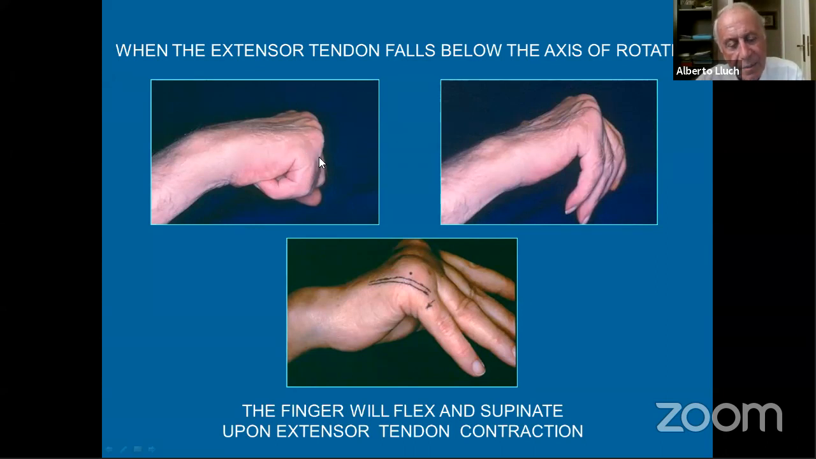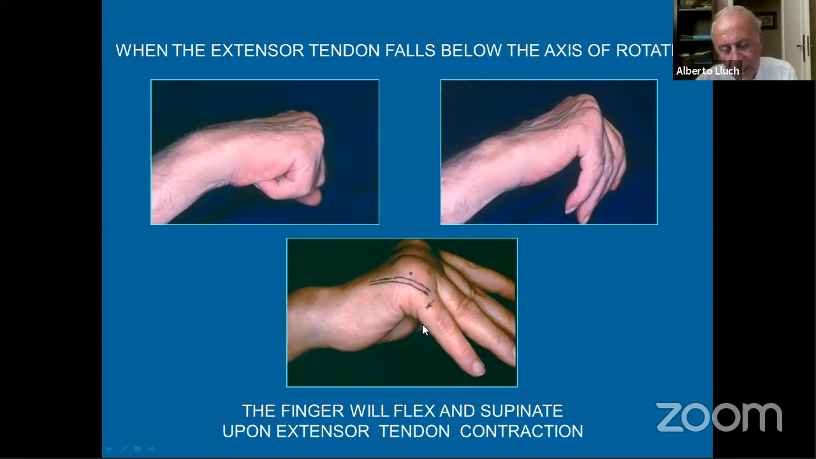Here the patient has been asked to close the fingers, and she can close them quite well because the PIP joints are relatively well preserved, and the MP joints also. But if you ask them to extend the fingers, she even flexes the MP joint more because the extensor tendon has fallen below the axis of rotation.